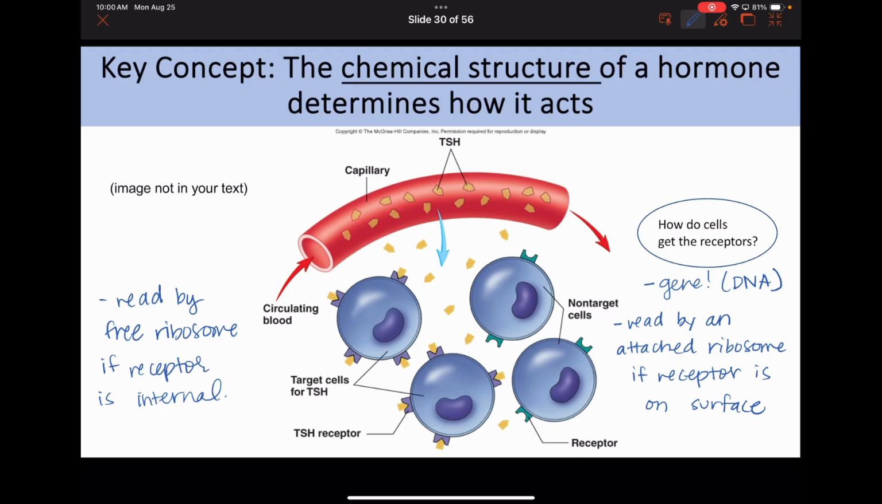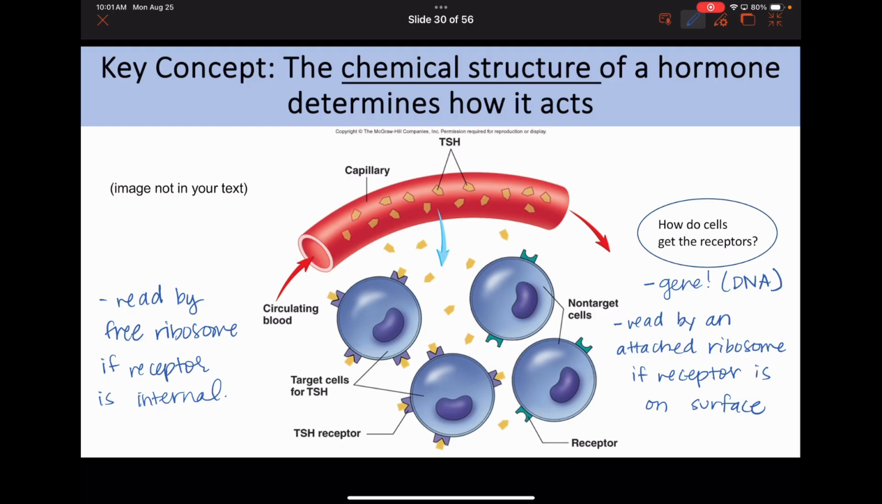Okay, so we talked about how we have free ribosomes and attached ribosomes. Attached ribosomes are going to be making proteins for export and really also for embedding into the membrane as well. So if we have a hormone receptor that's on the surface, that receptor is being made by an attached ribosome because it has to go to the outside of the cell. Okay? And amino acid-based hormones would be attaching to these outside receptors. If the receptor is internal, inside the cell, then it's going to be made by a free ribosome because free ribosomes make proteins for inside the cell.